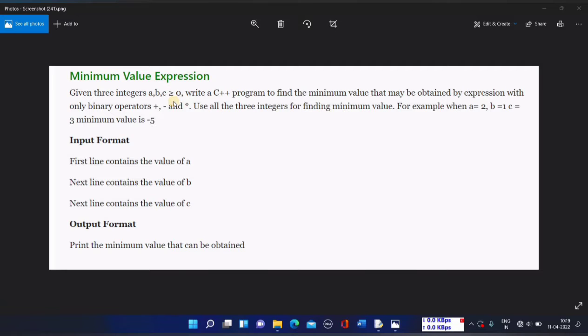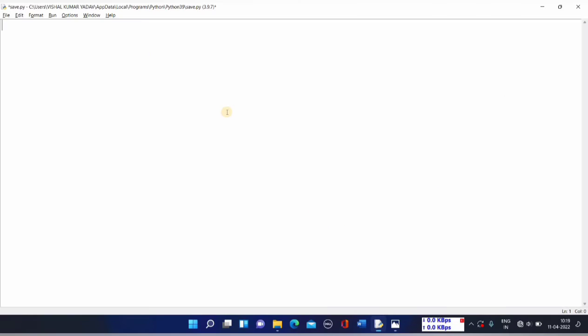And the next operation is a minus b into c. It's not necessary that you'll always go for a minus b into c. We can even go for b minus a into c or c minus a into b. So from these four expressions we have to find the minimum value and print it. That's all. So let me move on to the code.